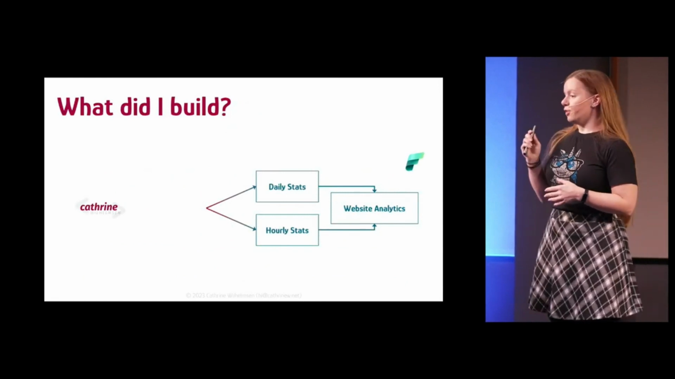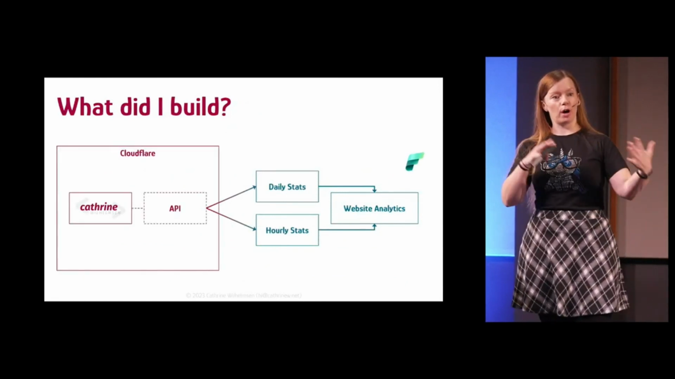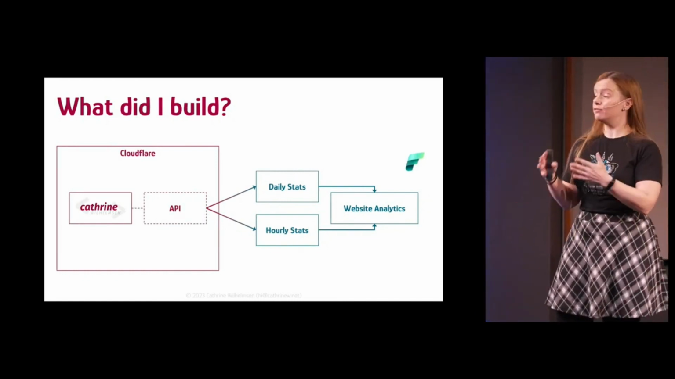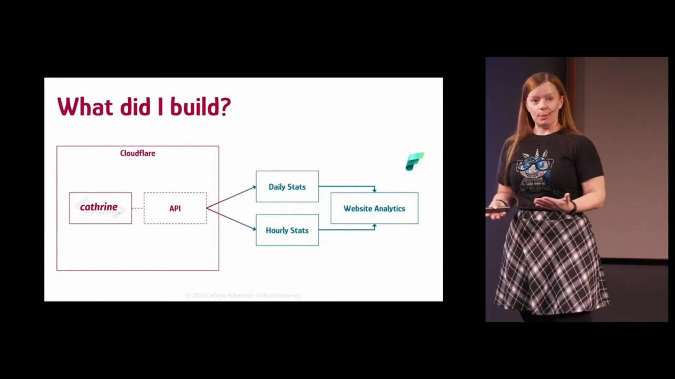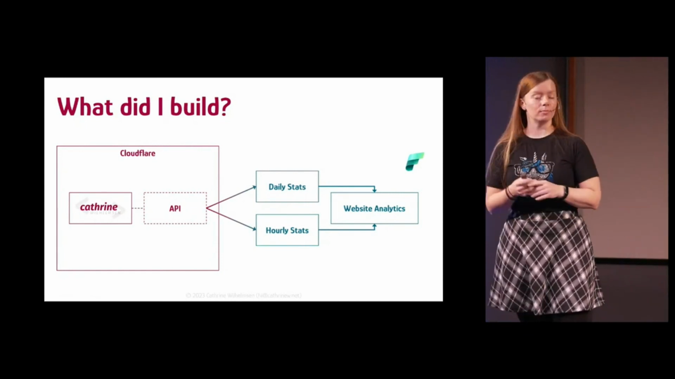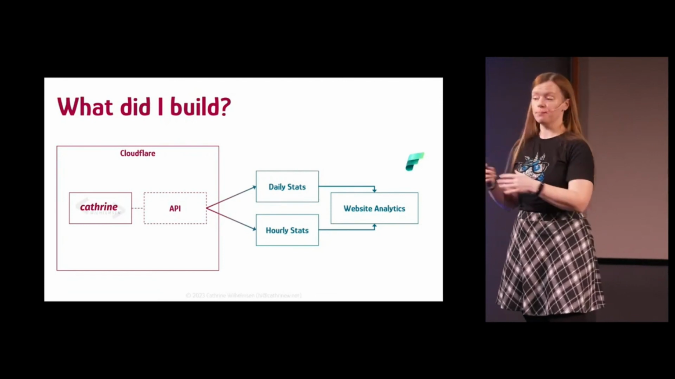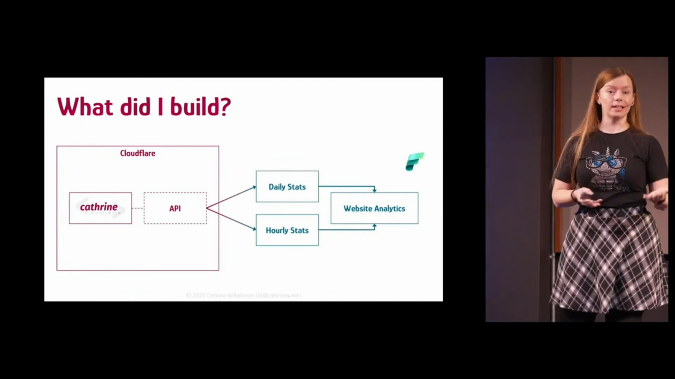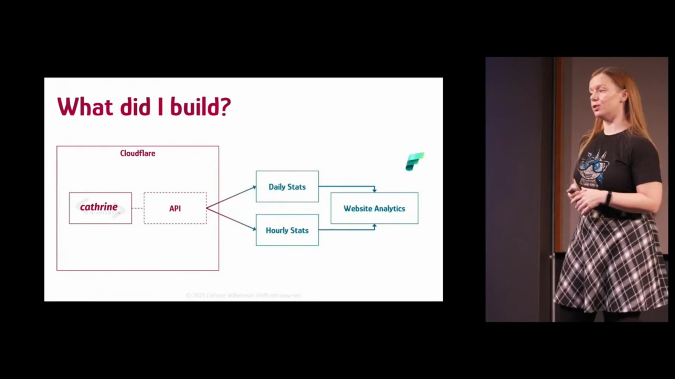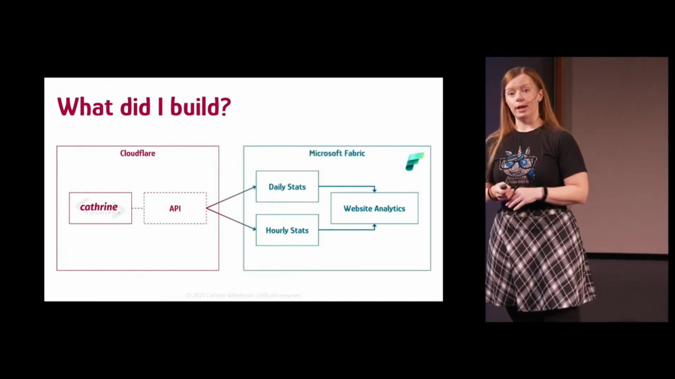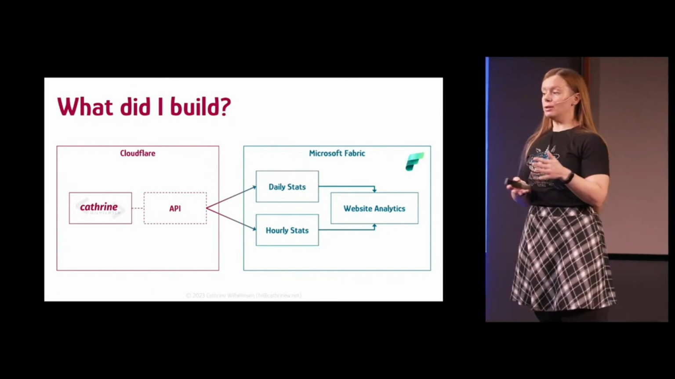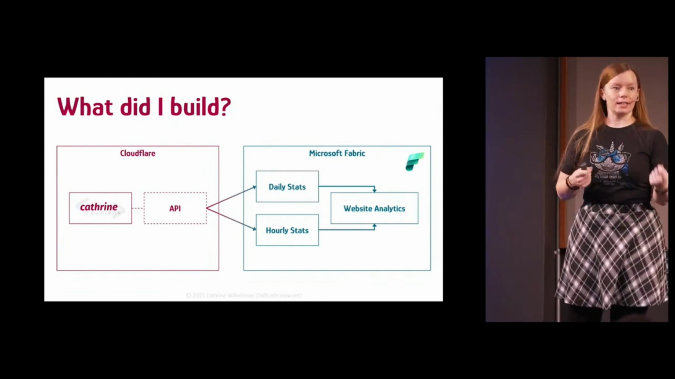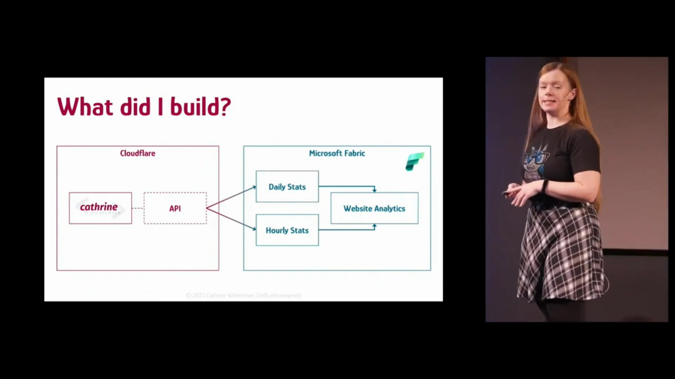So what I built for this was a 2-part solution. So first of all, I have my website, which is hosted on Cloudflare Pages. It's a static website, so it's just built, deployed, and it runs completely for free. And Cloudflare offers an API that I can use to pull analytical data, all the stats for my visitors. So what I do is inside of Microsoft Fabric, I pull out the daily stats and the hourly stats, and I combine that into my website analytics, and I built something that was easy for me to keep track of how is my website doing, basically.